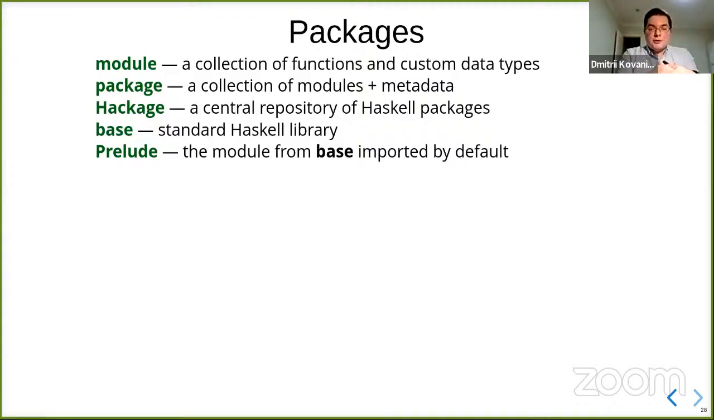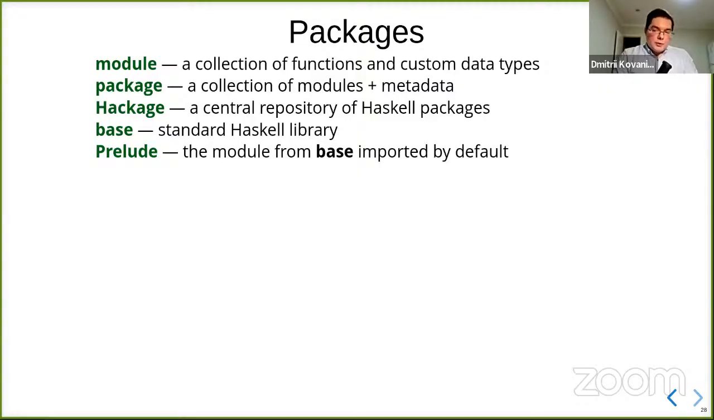So a package is just a list of modules plus some metadata. For example, who is the author of these modules? What is the version? What is a short description? And some other metadata. Then there is Hackage. Hackage is a central repository of all Haskell packages. So you can create your own package, you can publish it on Hackage, and other people might use your package if they find it useful. And also you can use packages by other people, and they're taken from Hackage, the public place.